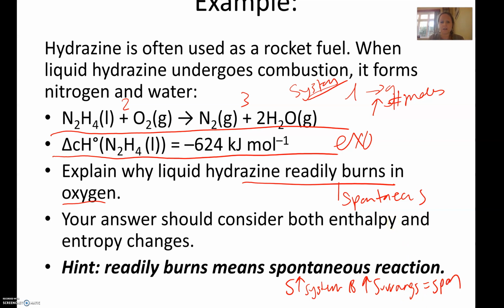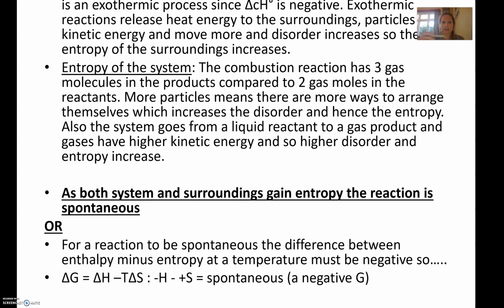You can answer it just like that. Talk about entropy of the system, talk about entropy of the surroundings, and then state that because they are both positive, the reaction will be spontaneous. The alternative way of deciding whether the reaction is spontaneous is by doing Gibbs free energy, and Gibbs free energy is H minus TS. If this is negative, the reaction is spontaneous. When the enthalpy is negative and the entropy is positive, you always get a negative value, which also means that the reaction is spontaneous. I have typed this out for you, and here is the answer.